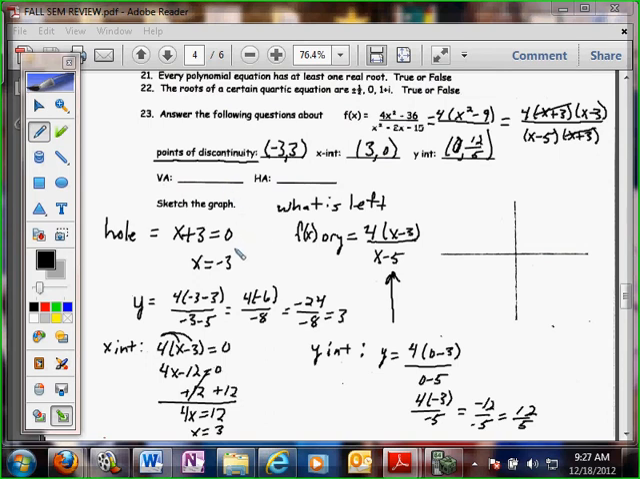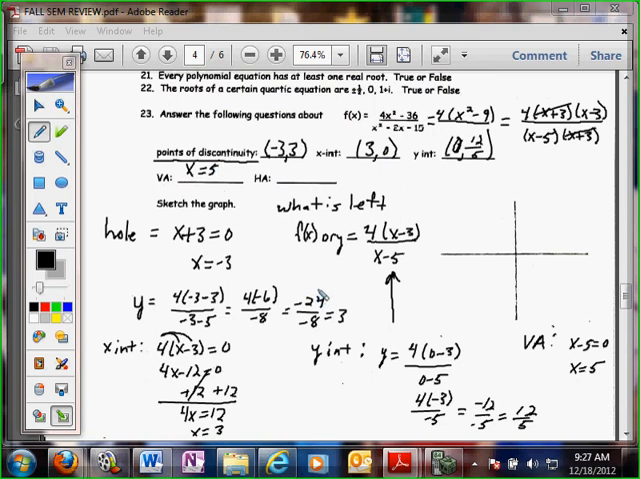Vertical asymptote. The way we find our vertical asymptote is by setting the numerator equal to 0. We have x minus 5 equals 0 and x equals 5. So my vertical asymptote is at the vertical line x equals 5.